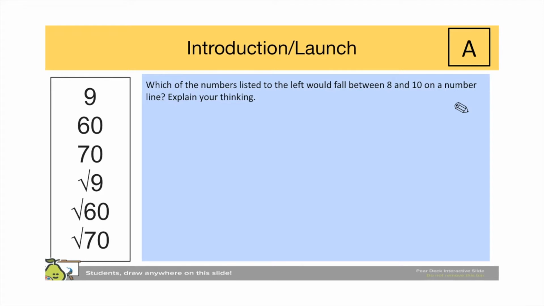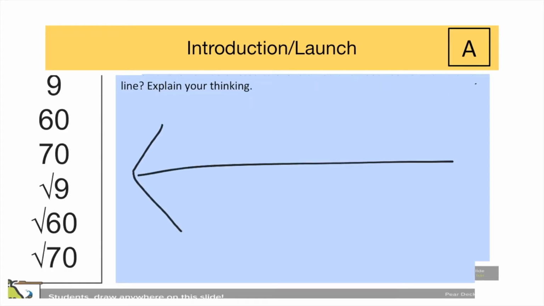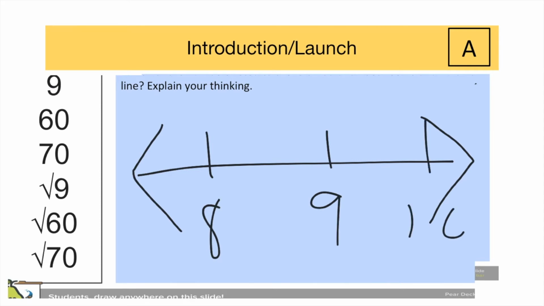To support students with disabilities, you can make a number line with 8, 9, and 10 and have them go through each number with their peer partners. That way they can discuss the values of each of the numbers. Students should know that 9 falls at 9, so that will fall on the number line. 60 is greater than 10, so it will not fall on the number line. 70 is also greater than 10.